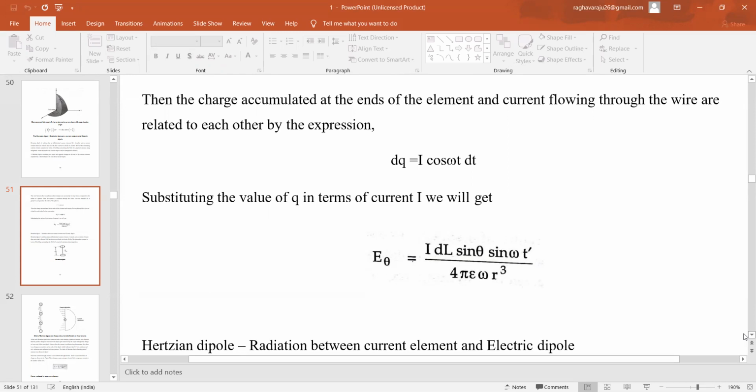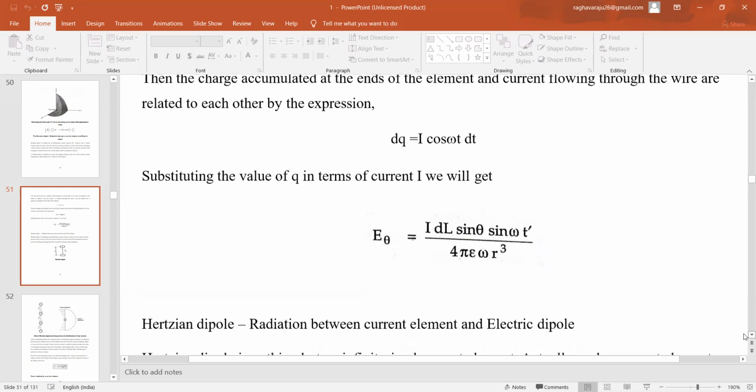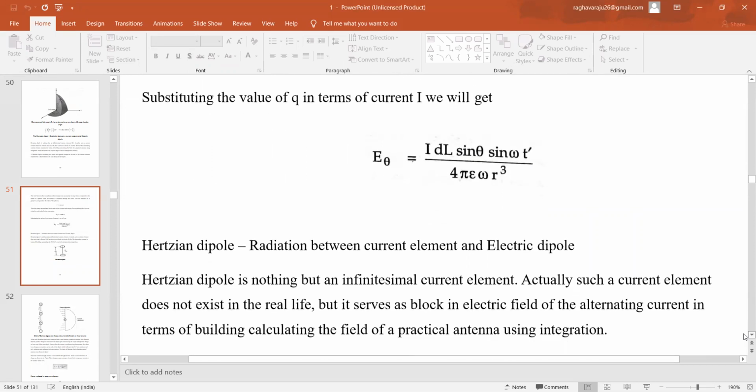Substituting the values, we are able to get the radial pattern. Substituting the value of q in terms of this current, we get E theta equal to I dl sin theta sin omega t by 4 pi omega r power 3.